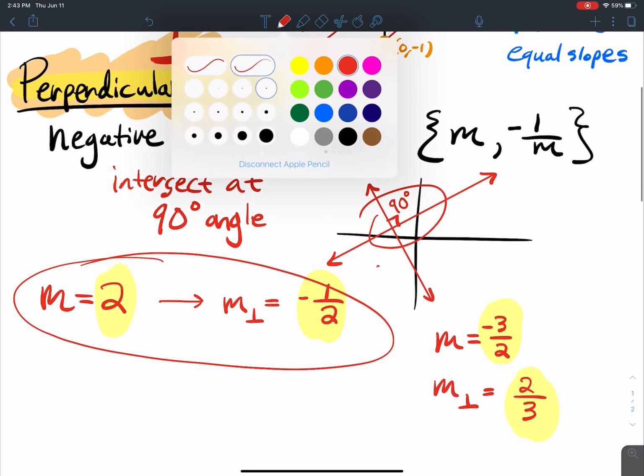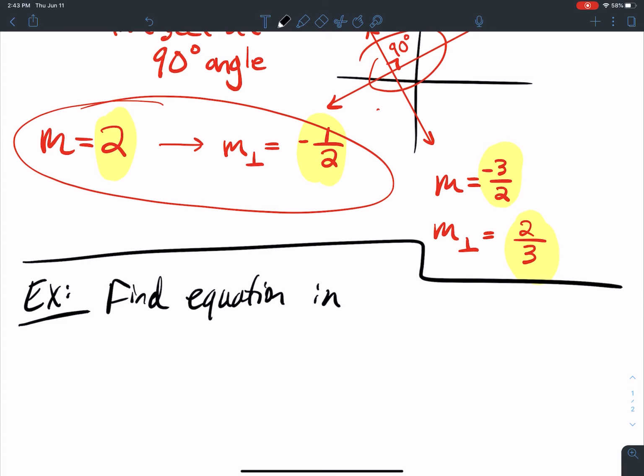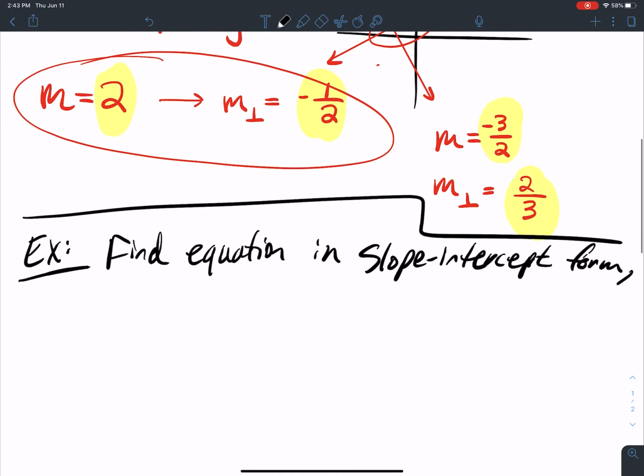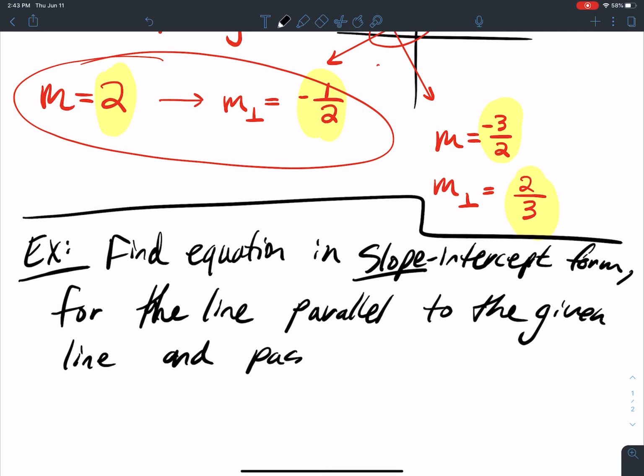So I want to do a couple of examples here. I want to find the equation in slope-intercept form. Now, why do I use slope-intercept form and not point-slope form? Because the good thing about slope-intercept form is it tells me right off the bat what the slope is for the line parallel to the given line and passing through the given point.